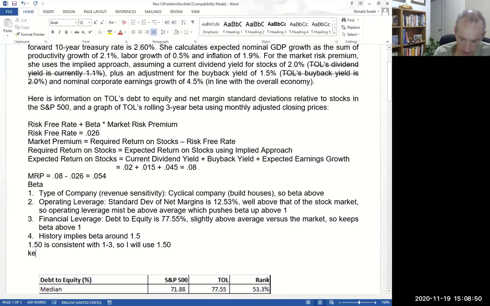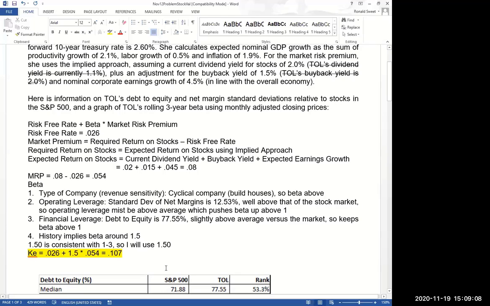So the discount rate, KE, is 0.026 plus 1.5 times 0.054, or 0.107. All right, so there's your answer to that first one. Any questions on that?